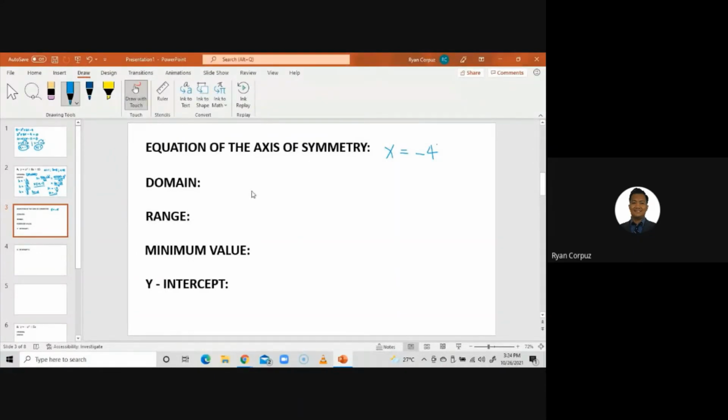How about the domain? Our values of x. So it should be D is equal to, isa lang naman yun eh, x such that x is an element of real numbers.